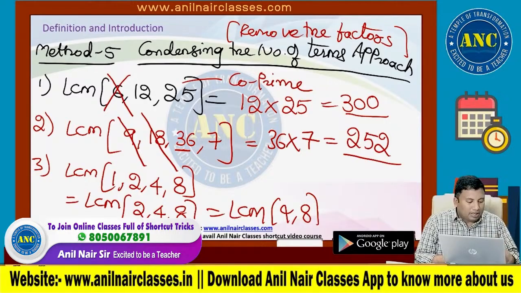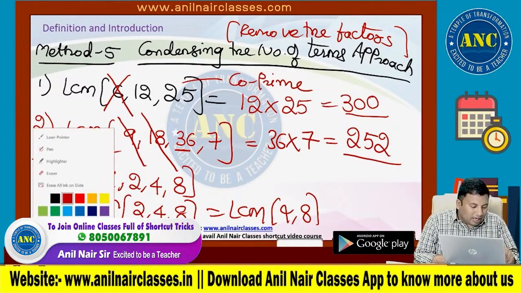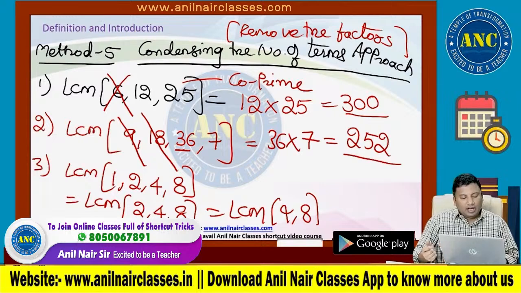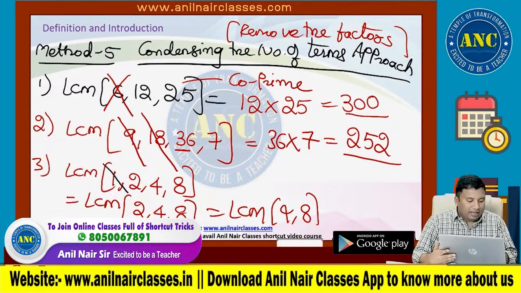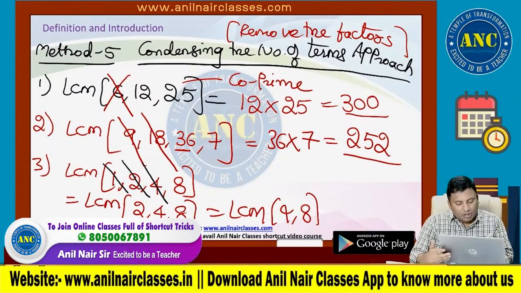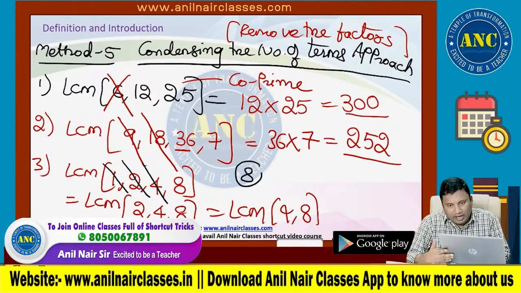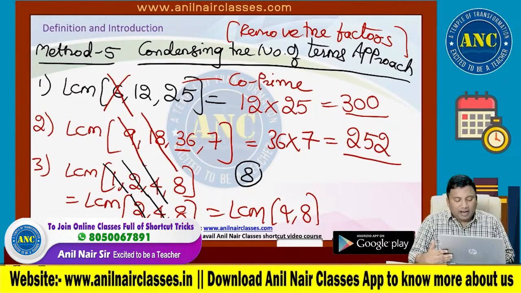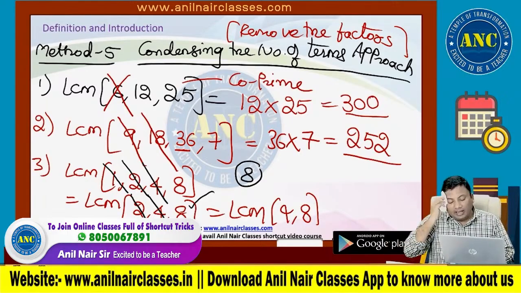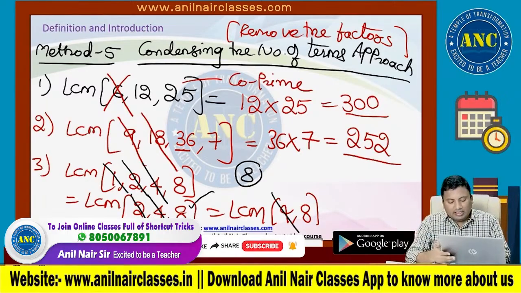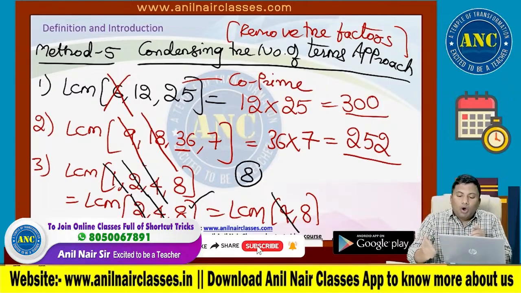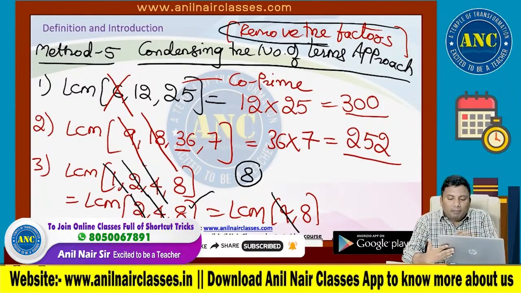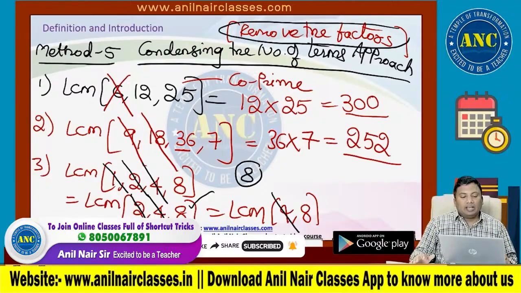Extremely important point: remove all the factors. 1 is a factor of 8, 2 is a factor of 8, 4 is a factor of 8. So the answer for this question is 8. For LCM of 2, 4, 8, again it is 8. For LCM of 4, 8, 4 is a factor of 8, so again it is 8. So remove all the factors of a number if it is present in that set.